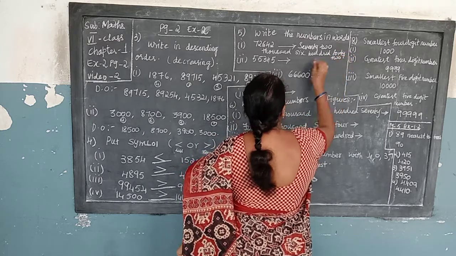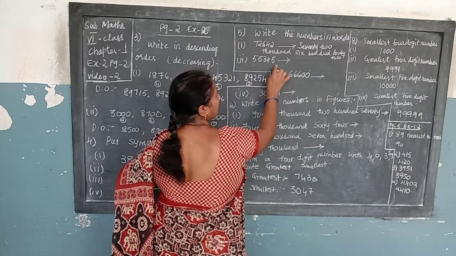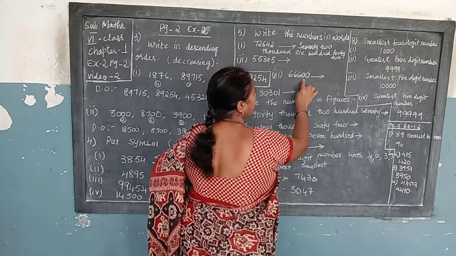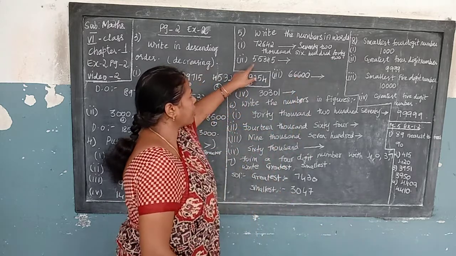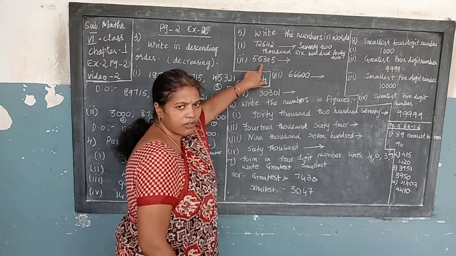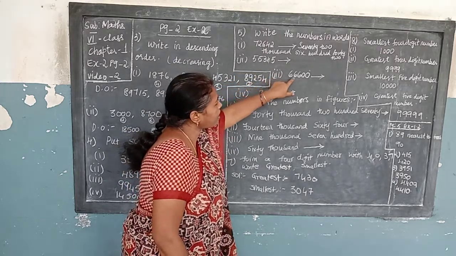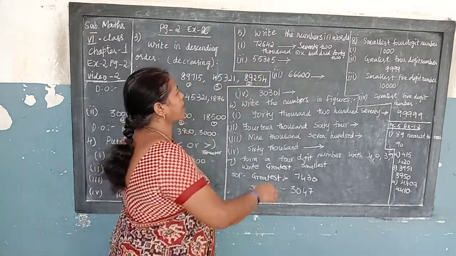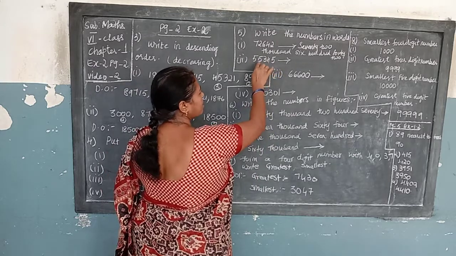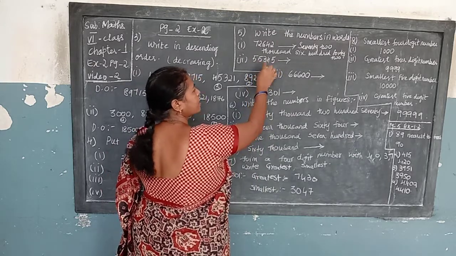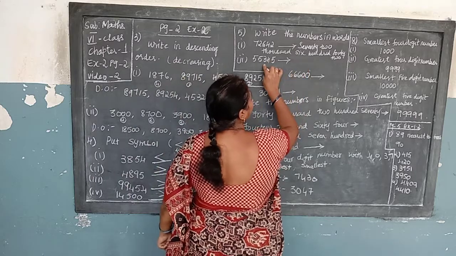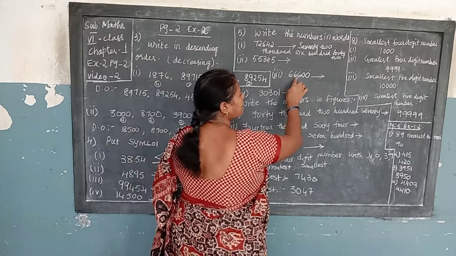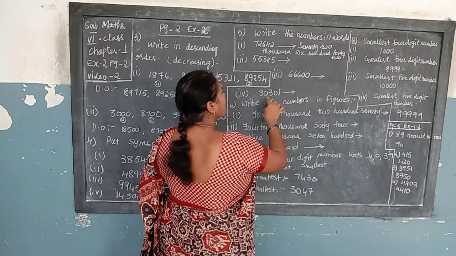Okay, children. Now this one, 55,345. Okay. This is 66,600. Okay. This is what, children? 55,345. This is 66,600. I have repeated twice, children. Okay, see, look here. Ones, tens, hundreds, thousands, 10,000. So this is 55,345. This is 66,600.